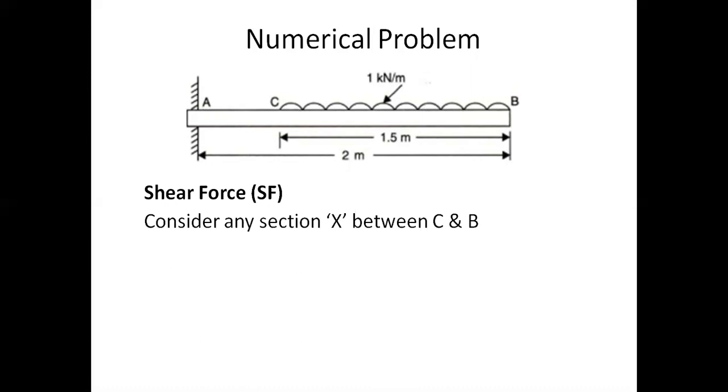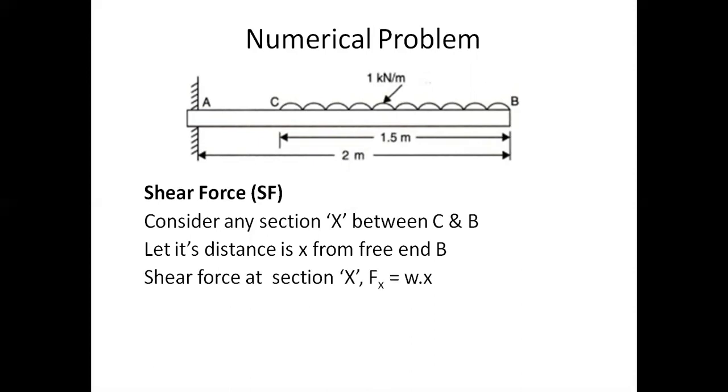Now first consider C and B, any section between C and B. For example, I have taken a section X here, and the distance from the free end is small x. How do we calculate the shear force at a section? We have seen that formula: the magnitude of the UDL into the distance from the free end where the section lies. Therefore, Fx equals small w into x, where small w is 1 kilonewton per meter and x is the distance of any section between C and B from the free end.